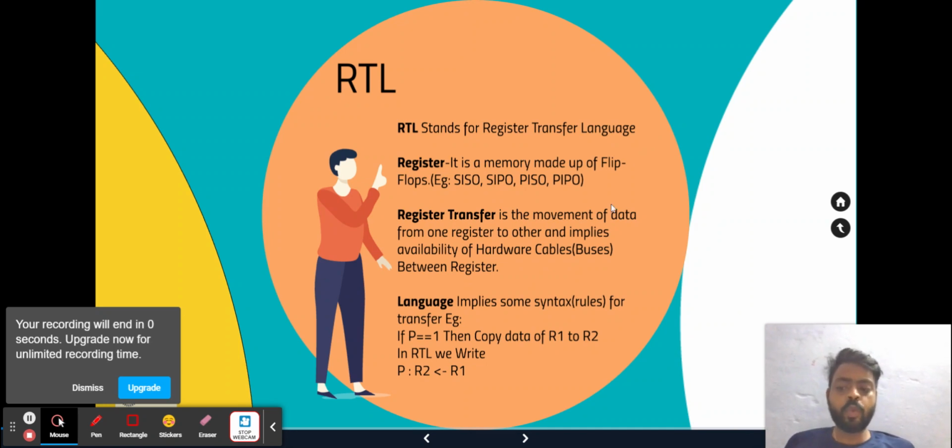So we have a kind of symbolic representation to represent the transfer of data from one register to another. So register transfer language is basically the concept in which we use symbolic representation for the movement of data or information from one register to another.